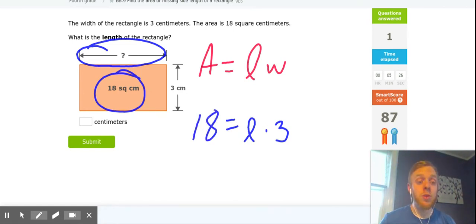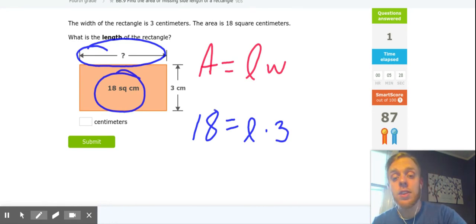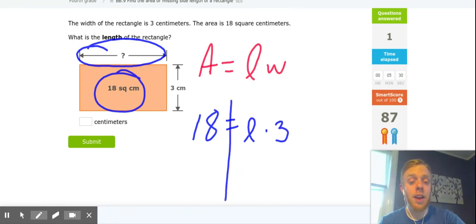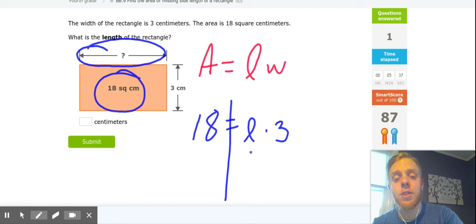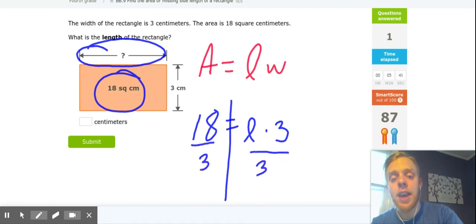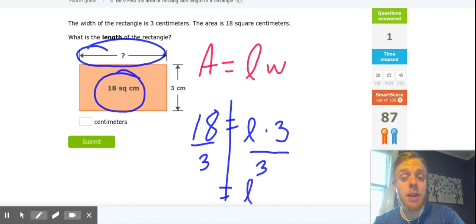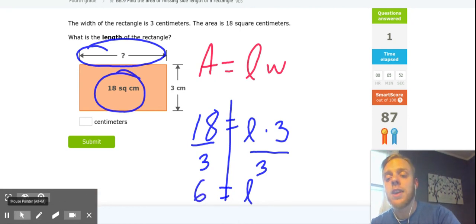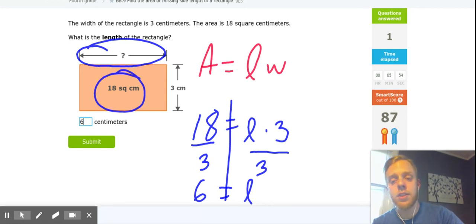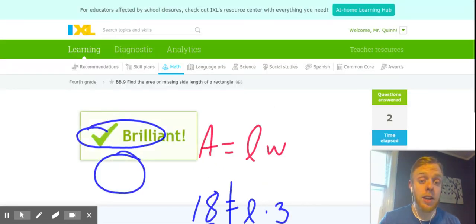So I'm going to use algebra to solve this. Just like we would in class, I'm going to draw my line. I see multiplication. Remember the inverse operation, the opposite operation? I'm going to use division. I'm going to divide by 3 on both sides, and I'm going to end up finding a value for L, which is 18 divided by 3. Either you do it in your head or you use a calculator, either is okay. Hopefully you got 6, and you are going to submit that answer, and you are going to get that answer correct.